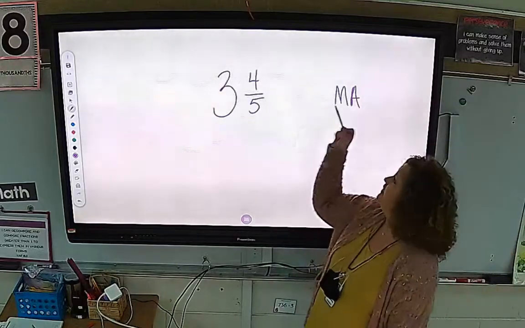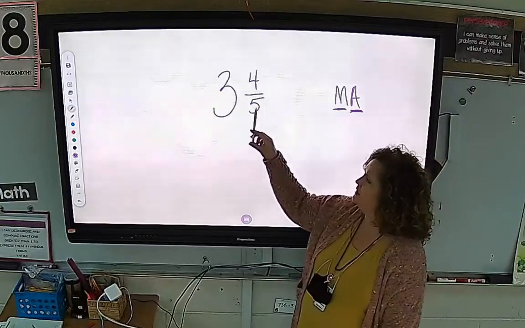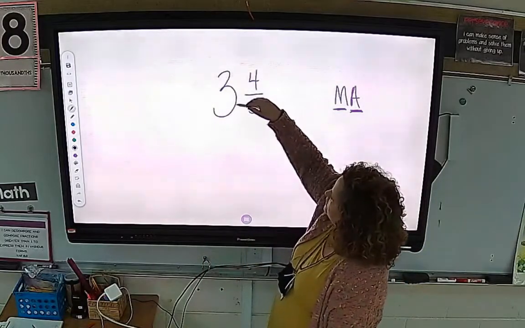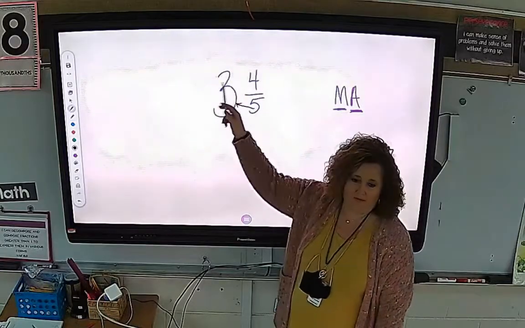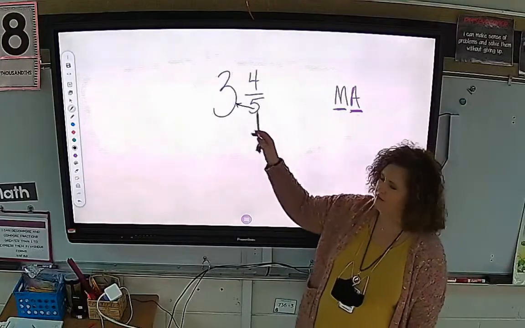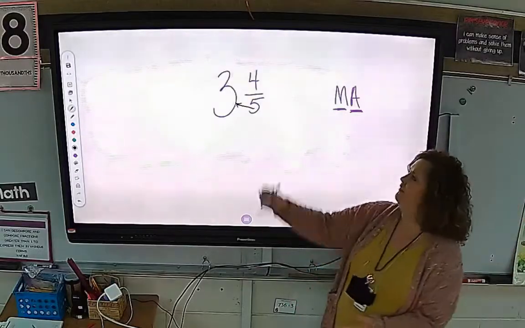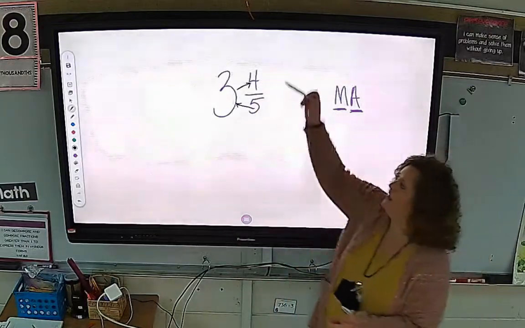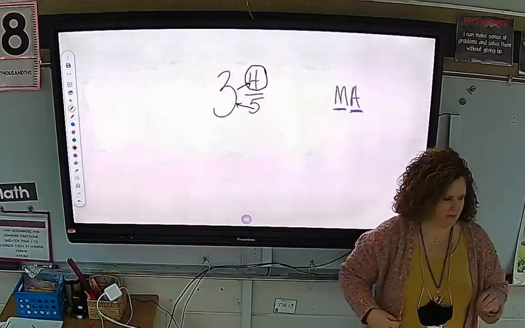We're going to multiply first, and then we're going to add. We're going to multiply the denominator times the whole number, because we've got this many whole numbers. Every time I have a whole number, I have five more pieces. So I need to multiply those together to know how many pieces I have in my whole number, 5 times 3. Then I need to add this number to that total, because these are my extras. I've got to add that to my total.